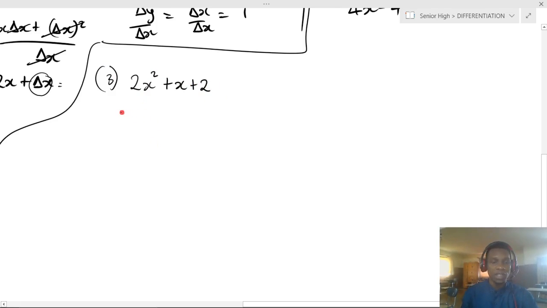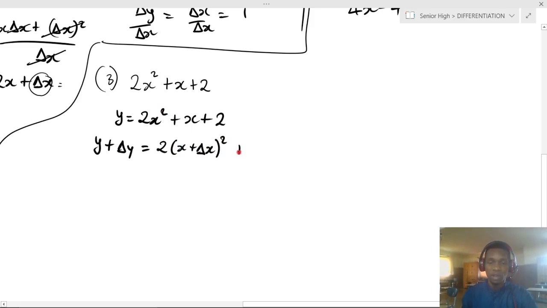Now, we know that therefore our y is equal to what? 2x squared plus x plus 2, right? Then if you add a change in y, it will be y plus delta y is equal to what? 2 bracket for this. Anyway, wherever you see x, you put it as x plus delta x raised to power 2, plus what again? This x also becomes x plus delta x, plus 2. Then what do we have here? We have y plus delta y.